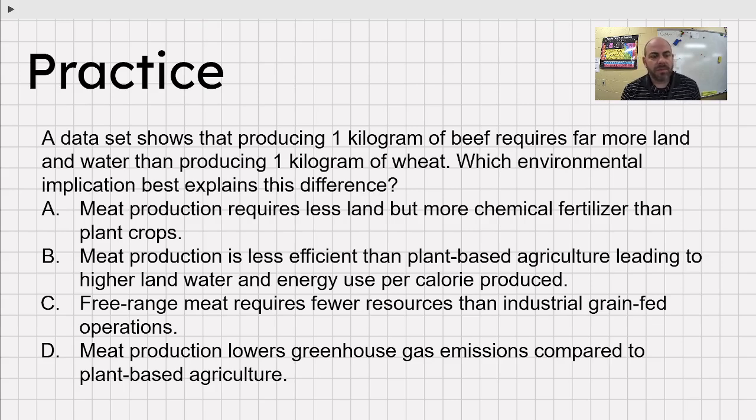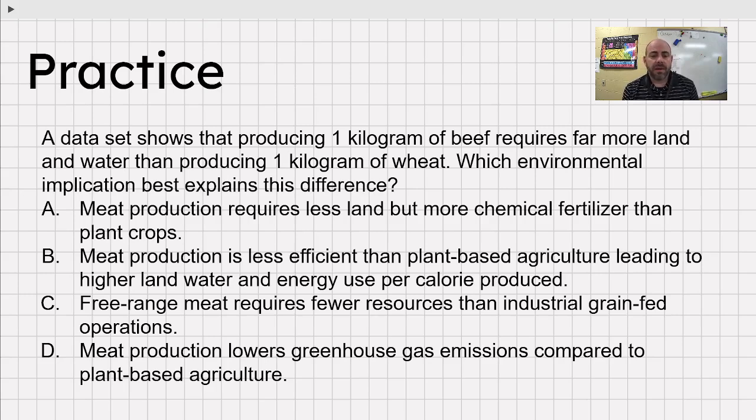Let's look at some practice problems. So this type of problem is looking at a data set, right? Maybe looking at a graph or something like that. A data set shows that producing 1 kilogram of beef requires far more land and water than producing 1 kilogram of wheat. Which environmental implication best explains this difference? All right, so we are looking at the idea here that it requires a lot more wheat to feed the beef, and this has to do with the 10% rule and all that sort of thing. And of course, everything that it requires to raise beef than it does to raise wheat.